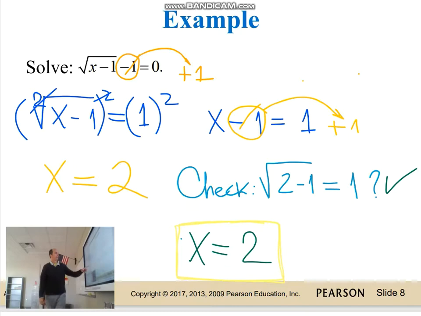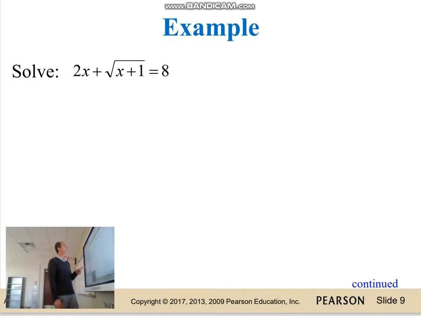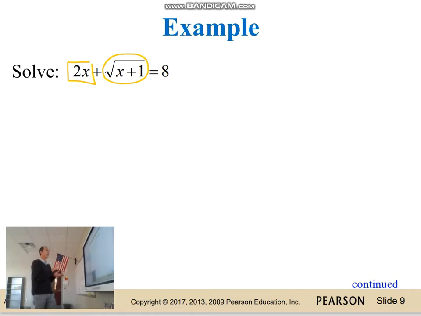Moving to another example, now we will solve this equation: 2x plus square root of x plus 1 equals 8. Again, follow the step by step. Isolate the radical. The radical is here, but it's together with this 2x. We don't want this 2x on the same side of the equation as the radical. So move this to the other side.